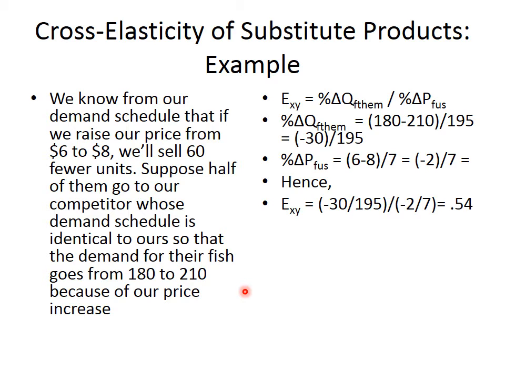Let's take a look at an example now of a substitute product. And what did we say? We said that with substitute products, the cross elasticity is going to be a positive number. It's going to be greater than 0.